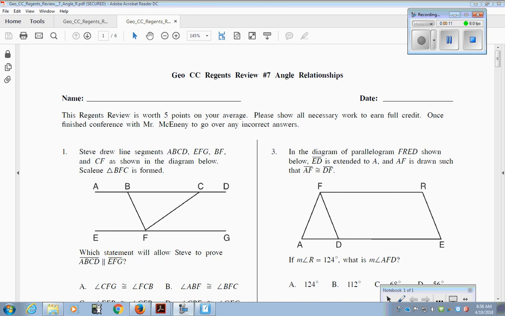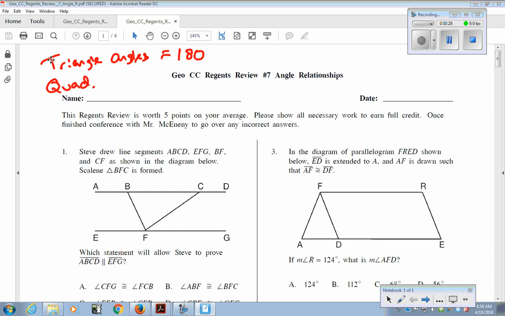What we're going to focus on with this assignment, we're going to see a lot of instances where we might use triangle sum. When you have triangles, those angles add up to equal 180. Any quadrilateral, the angles add up to equal 360.